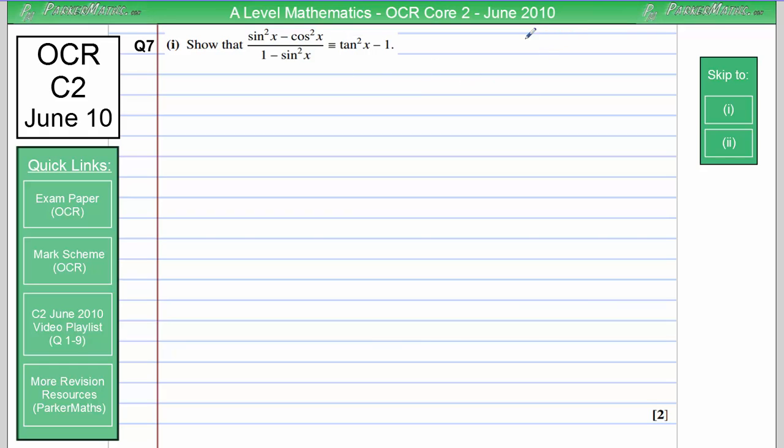To help with this question, I'm going to write an identity over here which says that sine squared theta plus cos squared theta is always equal to 1. These three lines here mean this is an identity and it's true for every value of theta. So let's start this question by writing out the left hand side.